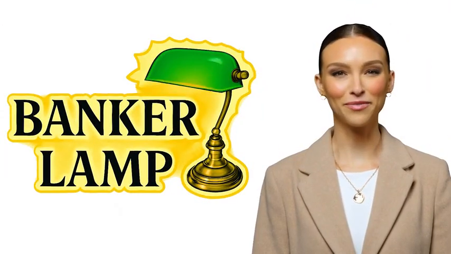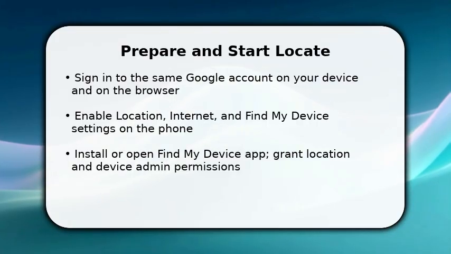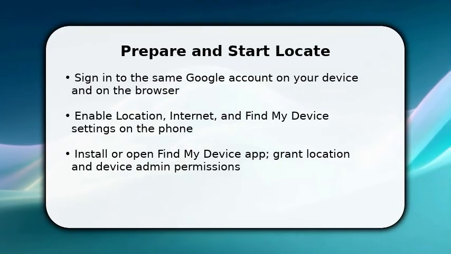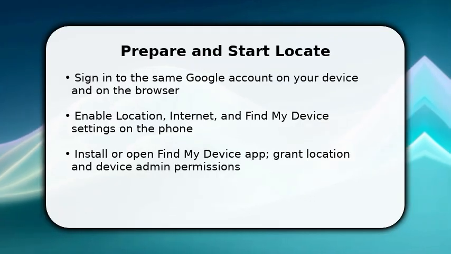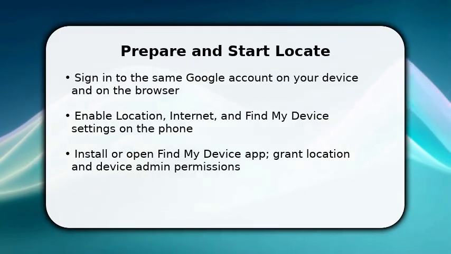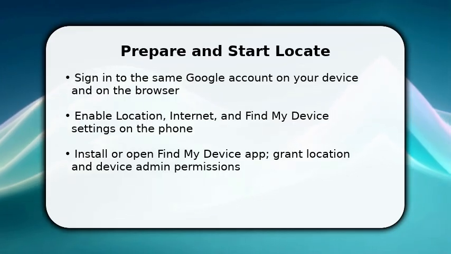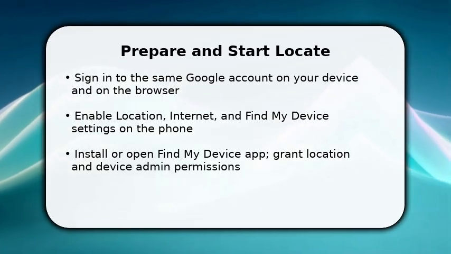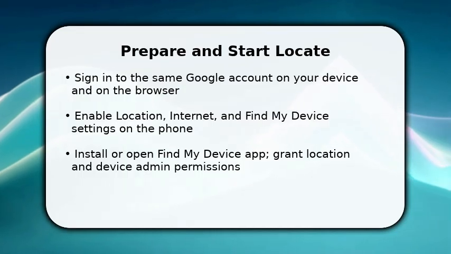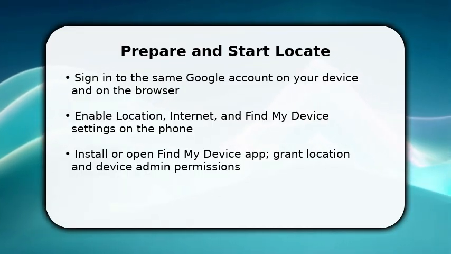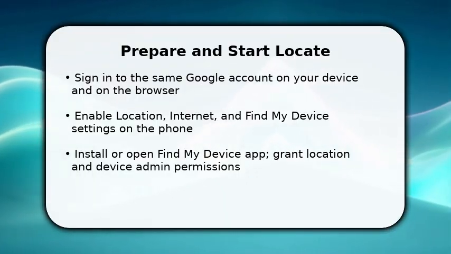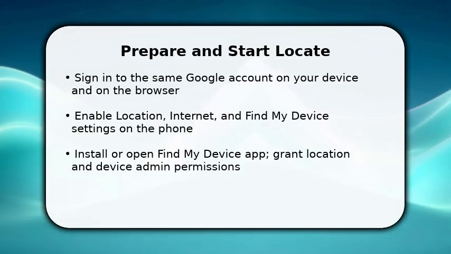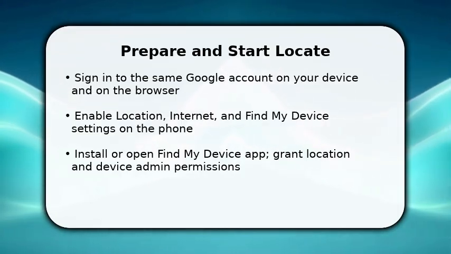Please enjoy the video. You begin by confirming the essentials. You are signed into the same Google account on both the phone and the computer. Once done, make sure location, mobile data or Wi-Fi, and the Find My Device permission are enabled on the phone so Google can report its position. Open the Find My Device app or visit it in a browser and sign in. This initializes communication and lets you start the search immediately, so don't skip permissions or account checks.